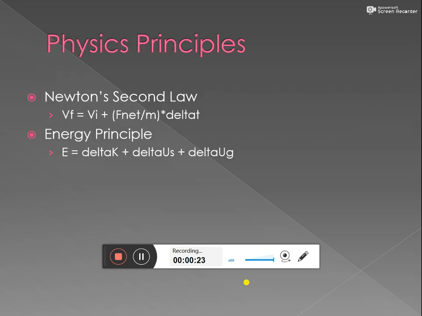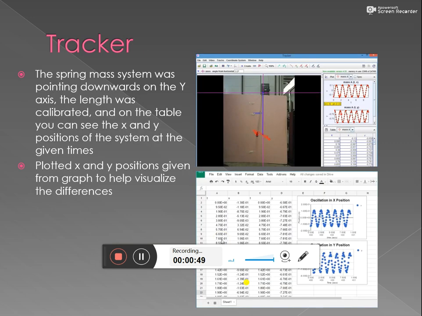Some of the physics principles that we used in this lab were Newton's second law, and we also used that Vf equals the initial V plus F net over m times delta T. And we use the energy principle, which is that delta E equals delta K plus delta potential spring force plus the delta potential gravitational force. And we applied that throughout the experiment. I'll talk about that when I talk more about the code and how we applied it in this case.